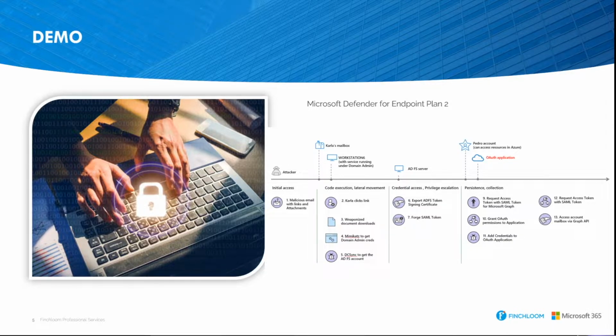But let's face it, sometimes there's things that aren't fixed and they fall through the cracks. And this is where Defender can help. So with those domain admin credentials, the attacker performed lateral movement to gain the domain administrator Pedro's credentials. From there, the attacker was able to perform DC sync to get the ADFS service account.